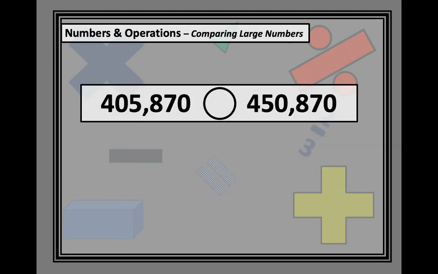We talked about using place value to compare large numbers. Remember, when you're comparing numbers, you always want to look at the greatest place value spot first. If the digit in that place value spot is the same, you move on to the digit in the next greatest place value spot. So in this pair of numbers, I know I can use the 10,000s place to determine my inequality. And I know that 405,870 is less than 450,870.